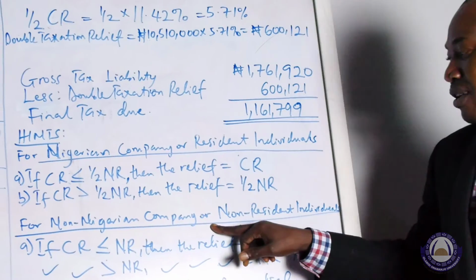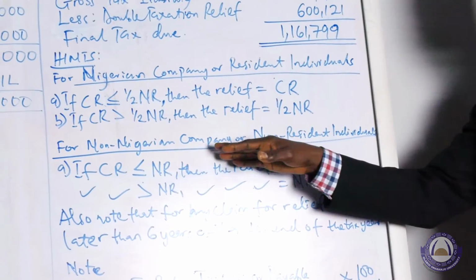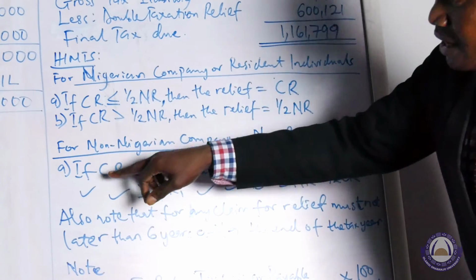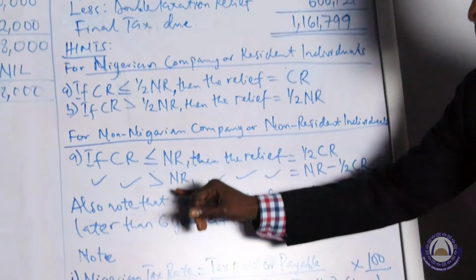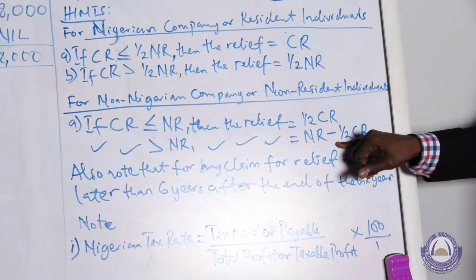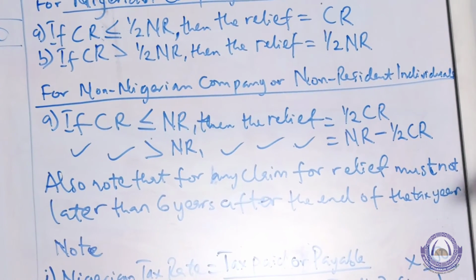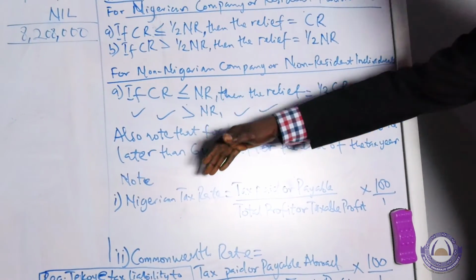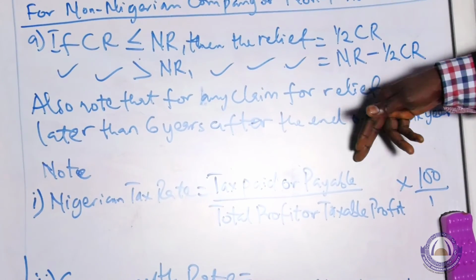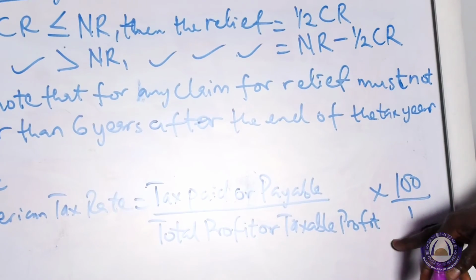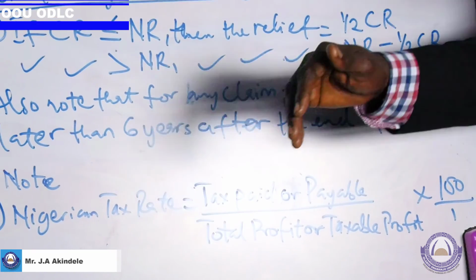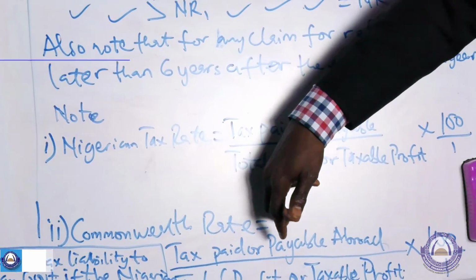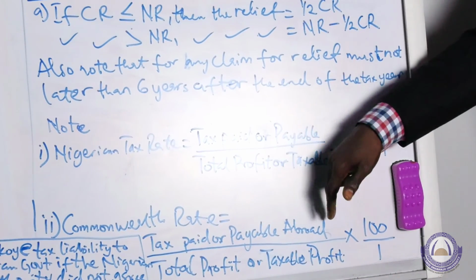Also, for a non-Nigerian company or a non-resident individual in Nigeria, depending on whether it is a corporate body or an individual, if the Commonwealth rate is less than or equal to the Nigerian rate, then the relief will be half of the Commonwealth rate. And if the Commonwealth rate is greater than the Nigerian rate, the relief will be the Nigerian rate minus half of the Commonwealth rate. It should also be noted that the basis of calculating these rates, in case of any other question, is that the Nigerian tax rate should be the tax paid or payable over total profit or taxable profit, depending on the question, because some examiners may use either term, multiplied by 100%. And for the Commonwealth rate, the rate shall be tax paid or payable abroad over total profit or taxable profit multiplied by 100%.